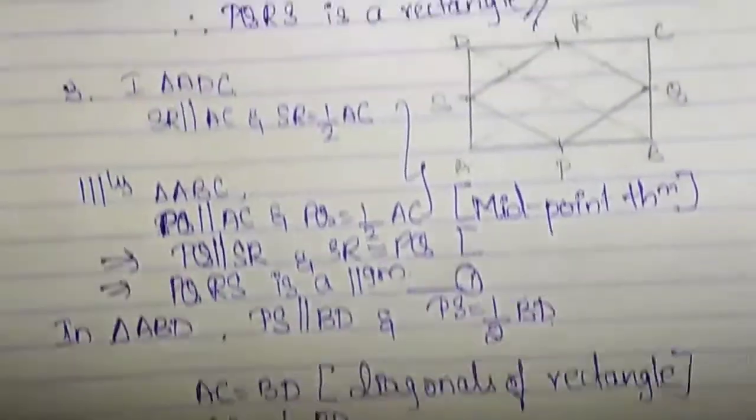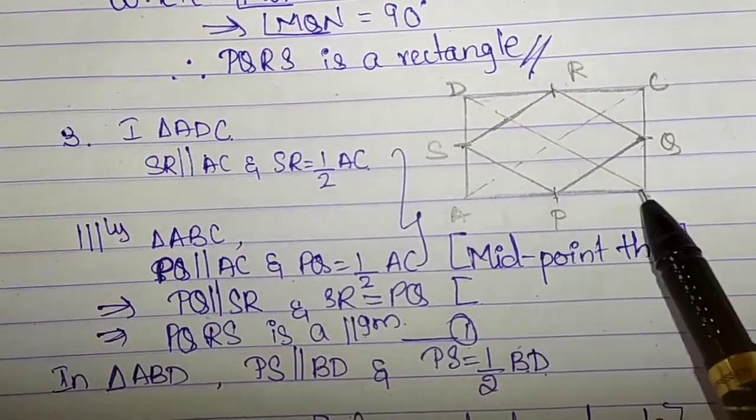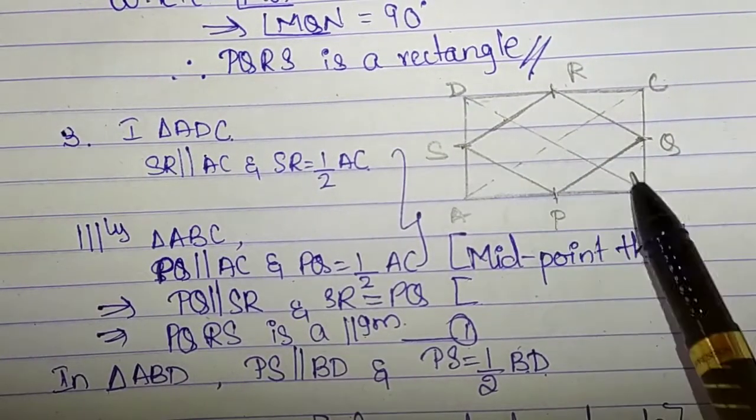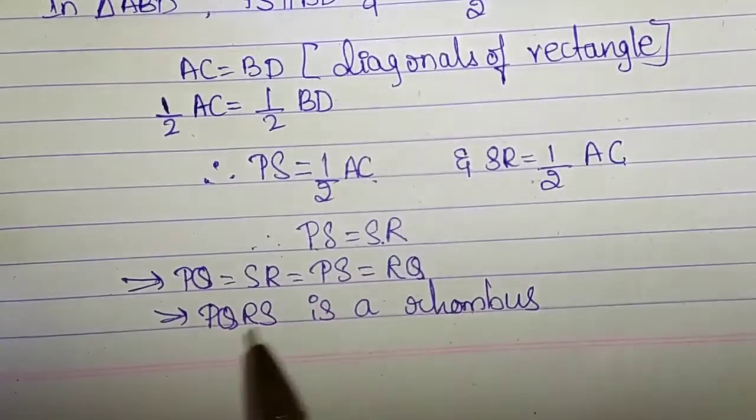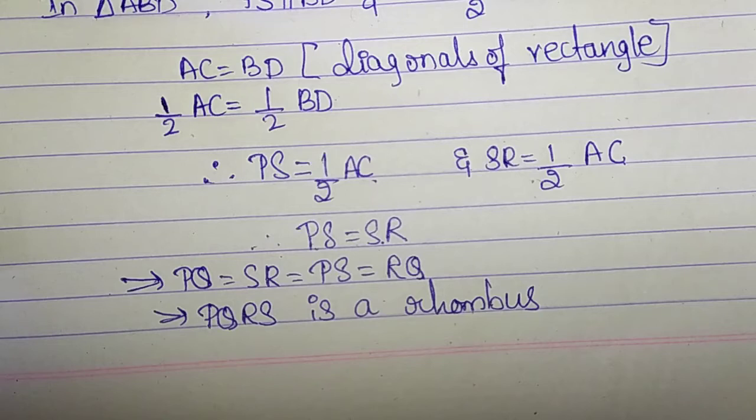From the midpoint theorem we would get that since PS is equal to half BD, RQ is equal to half BD, therefore PS is equal to RQ. So from there we get all the sides are equal to one another. Therefore PQRS is a rhombus.